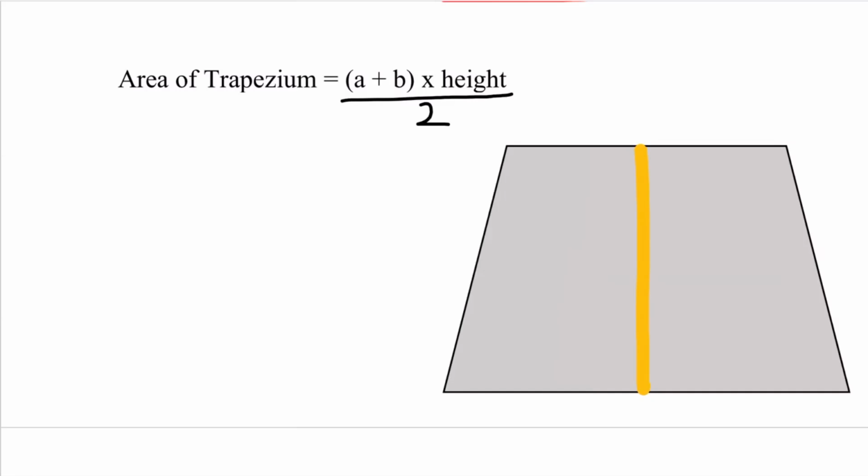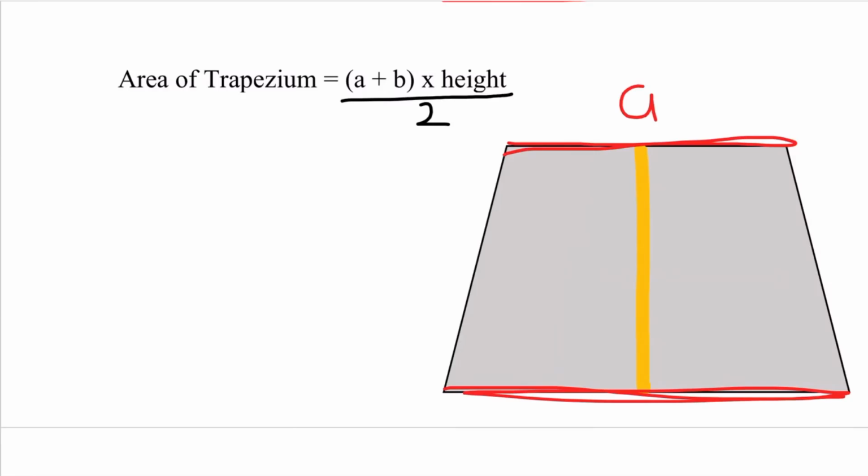Now, in a trapezium, you must have noticed there are always two parallel sides. So when there are two parallel sides, how do we identify them? Well, the two parallel sides are this and this. These are the two parallel sides. So that's why it's called a and b. This is known as a and this one is known as b. So we have to add these two parallel sides and then multiply by the height, which is the yellow one, and then divide it by 2. So that is how we find the area of trapezium.